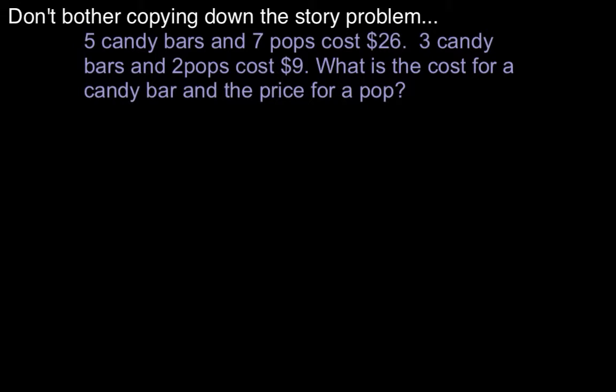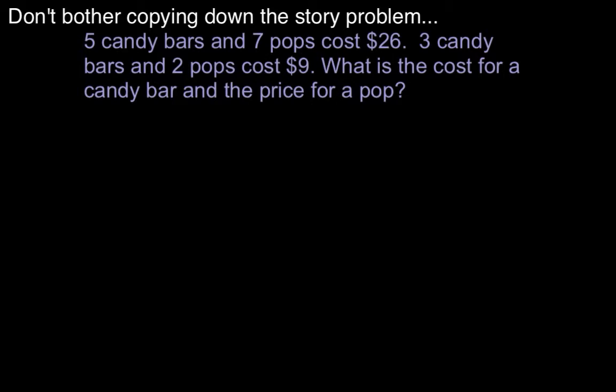I want to do one last example, and we're not going to actually work through the whole thing, but I want to say here's a story problem. How do you get the equations? And then show getting them to a point where you'd be able to cancel them out. So I have 5 candy bars and 7 pops cost $26. 3 candy bars and 2 pops cost $9. What is the cost for a candy bar and the price for a pop?